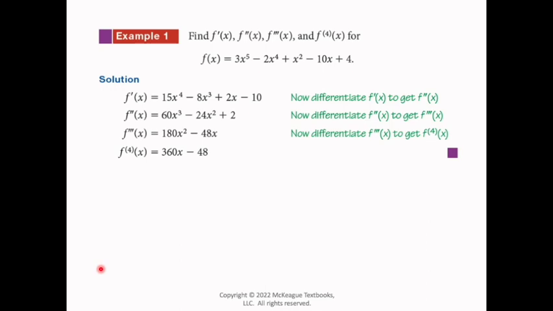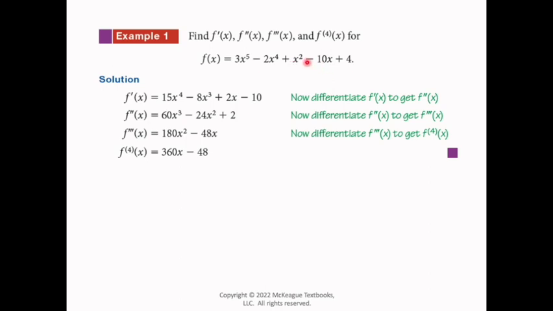So let's look at this first example. We're given the function 3x to the fifth minus 2x to the fourth plus x squared minus 10x plus 4. And we're asked to find the first, second, third, and fourth derivative. When I take the first derivative, I'm looking at the function. So this 5 will come down in front, and I get 15x to the fourth. Then the 4 comes down in front, and I get minus 8x to the third. Then the 2 comes down in front, and I'm left with 2x.